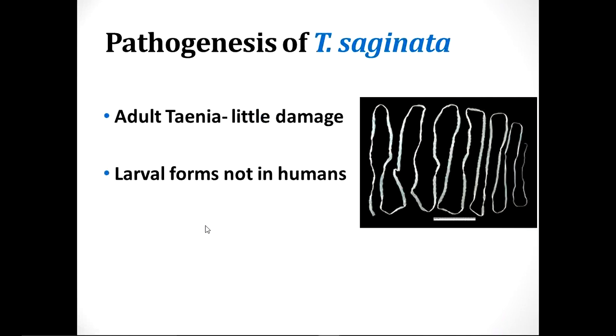Pathogenesis of Taenia. Now, if we talk about the adult Taenia, it is going to cause little damage, if any, in the small intestine. And if you remember from the life cycle, the larval forms of Taenia saginata are not present in humans. So they just develop into adult worms.